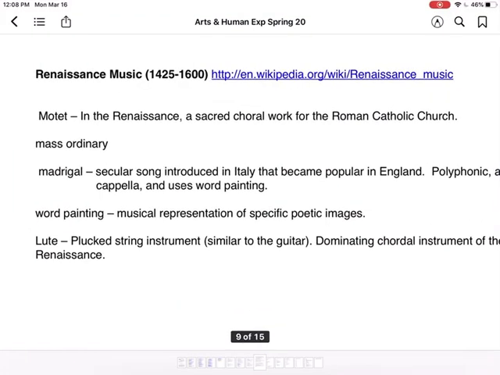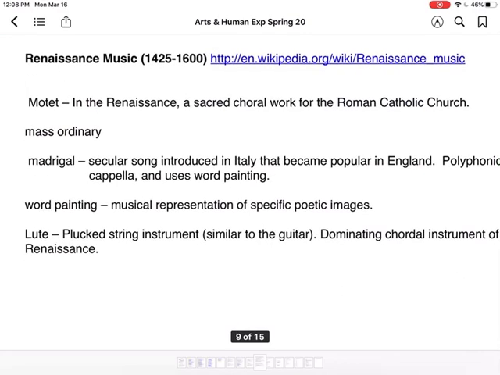And this piece uses a technique called word painting. Word painting listed there. Musical representation of specific poetic images. So what does that mean? It means that when we hear the lyric, the music tries to match what we are hearing. So we try to musically represent what the text is saying.